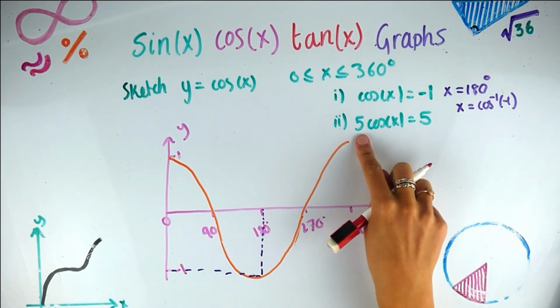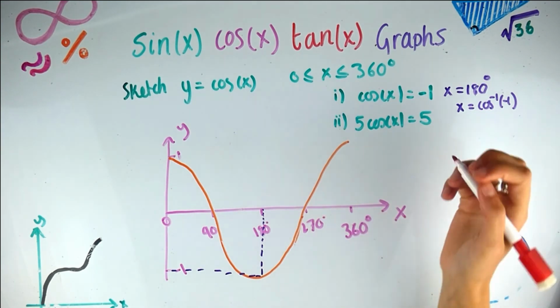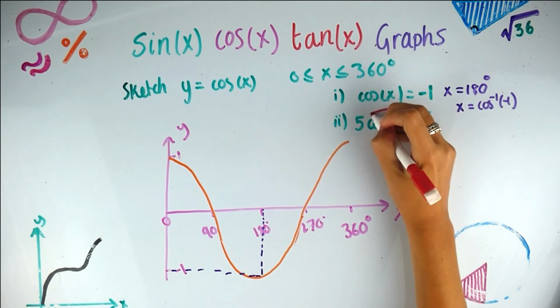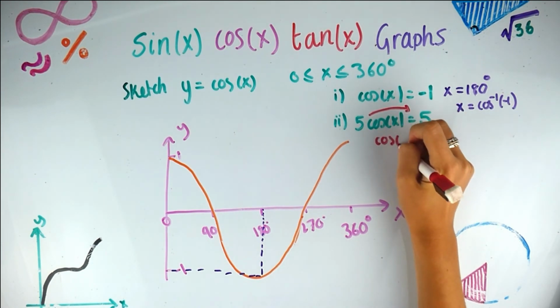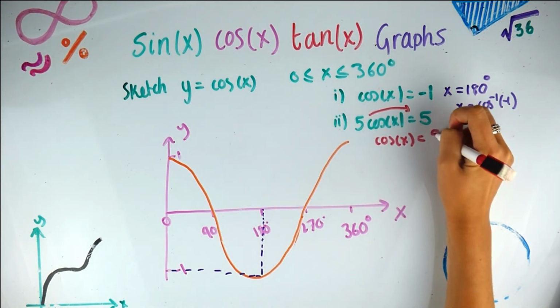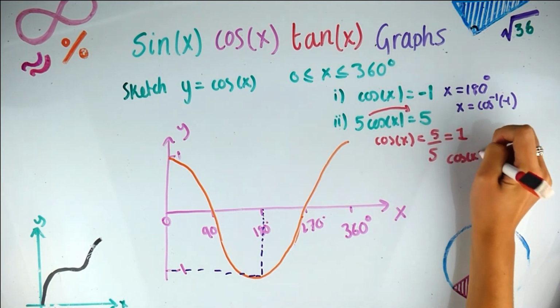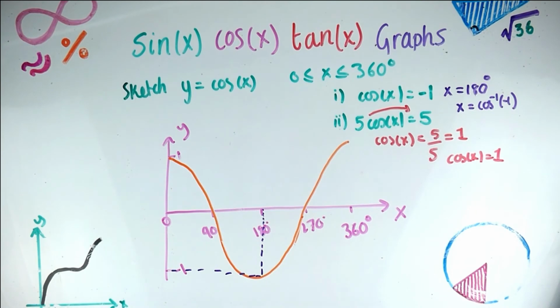The next question says, so we're solving 5 cos x equals 5. So we've got this 5 in the way, and that's not really in our sketch. We want to get rid of it. So we're going to take the 5 over the other side, and it's multiplied on this side, so we're going to do the inverse. So we're going to do divide, so 5 divided by 5, which equals 1. So we have cos x equal to 1.